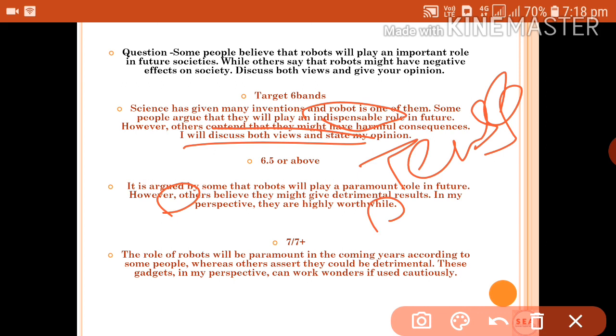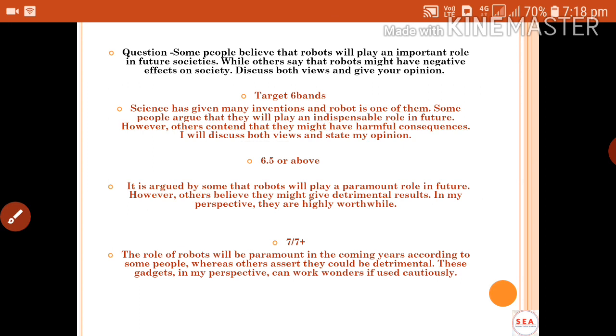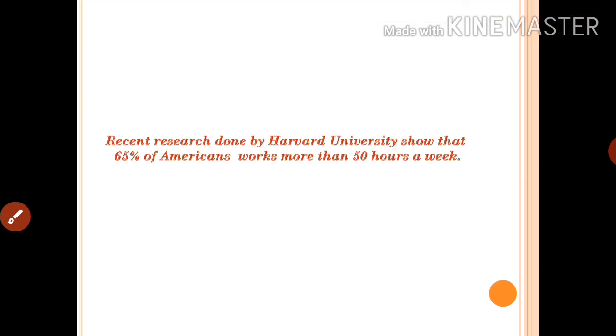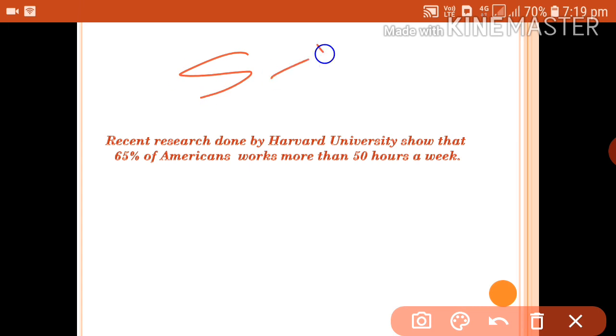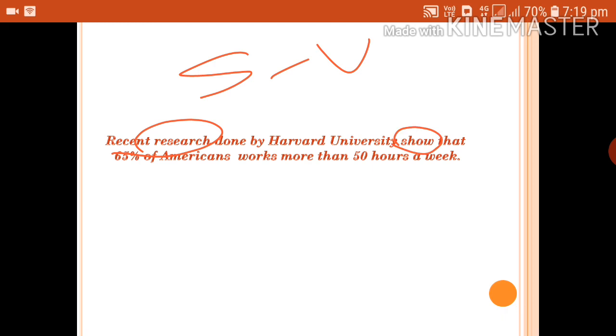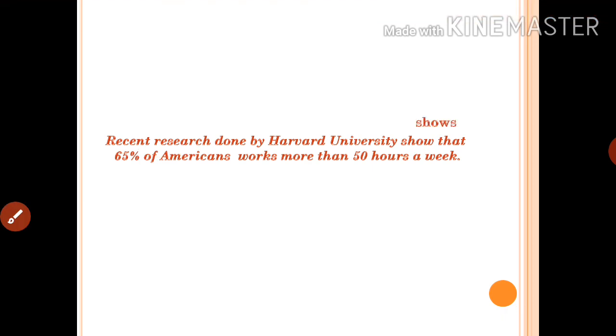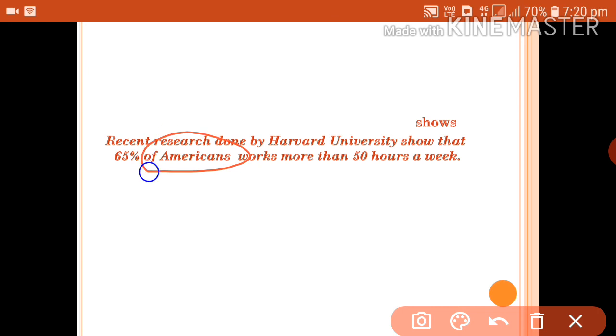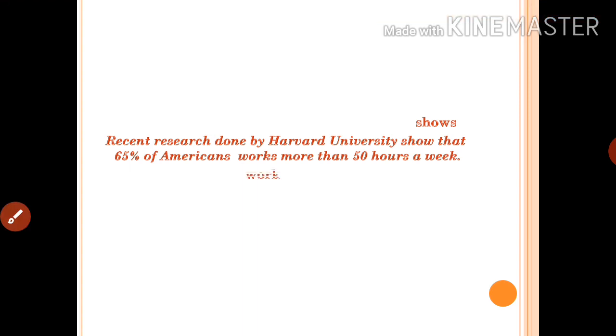One common mistake in grammatical accuracy, which I have witnessed in the majority of the students, is mentioned in this example. A recent research done by Harvard University show that 65% of Americans works more than 50 hours a week. What is the grammatical error here? The error is of subject-verb agreement. The subject is singular, that means the verb here should be singular, that is shows. And here the subject is plural, so the verb here should be plural, that is work.